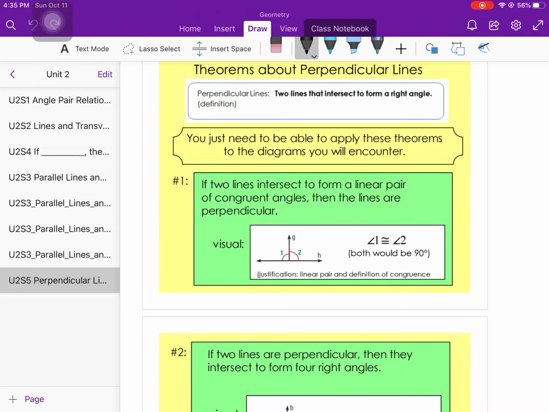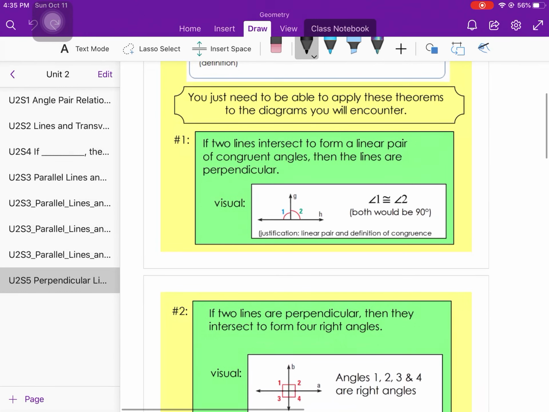So the first part, number 1: if two lines intersect to form a linear pair of congruent angles, then the lines are perpendicular. So here's our visual representation. Basically what that's saying is 1 and 2 are the same angle. So if we call them both x and x, they're a linear pair. Linear means line, pair means 2. So it's 2 angles that add up to make a straight line, which is 180 degrees.